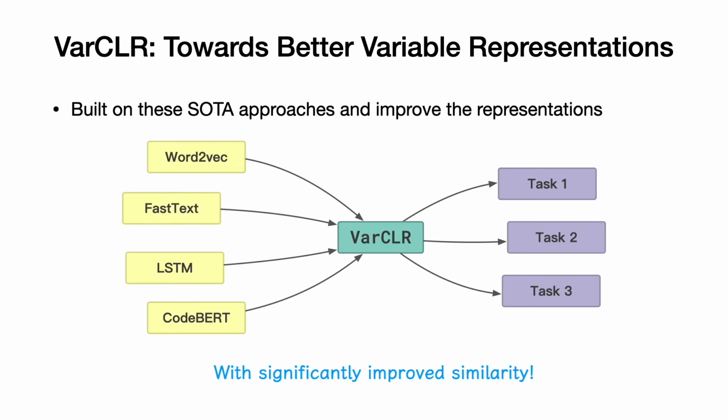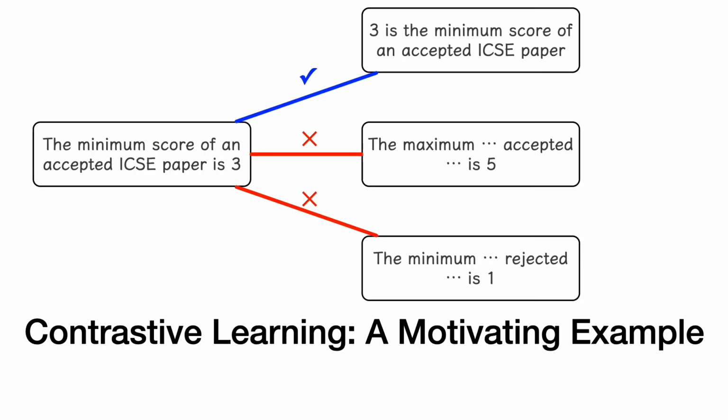So how did we improve this similarity? Our main approach is based on the contrastive learning framework. Contrastive learning has gained popularity in the machine learning community because it can learn better representations for text, images, and maybe other modalities. Here is a motivating example for contrastive learning.